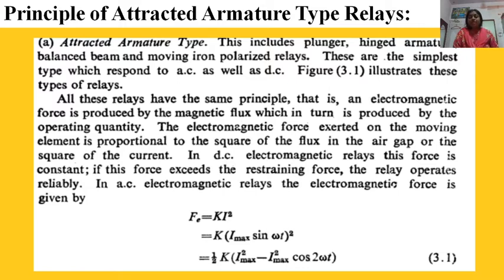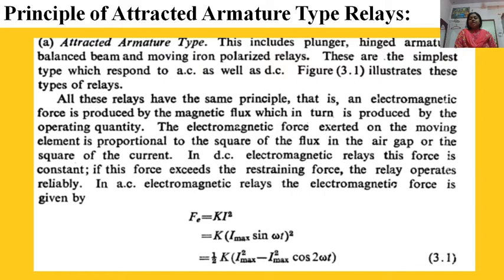Now in DC this torque remains constant, as in DC we have zero frequency. So Fe is equal to K into I square, while in AC this I is replaced by the instantaneous current, I max sine of omega t. I max indicates maximum current, which is a fixed quantity. K is again a fixed quantity. Sine omega t is the time dependent quantity.